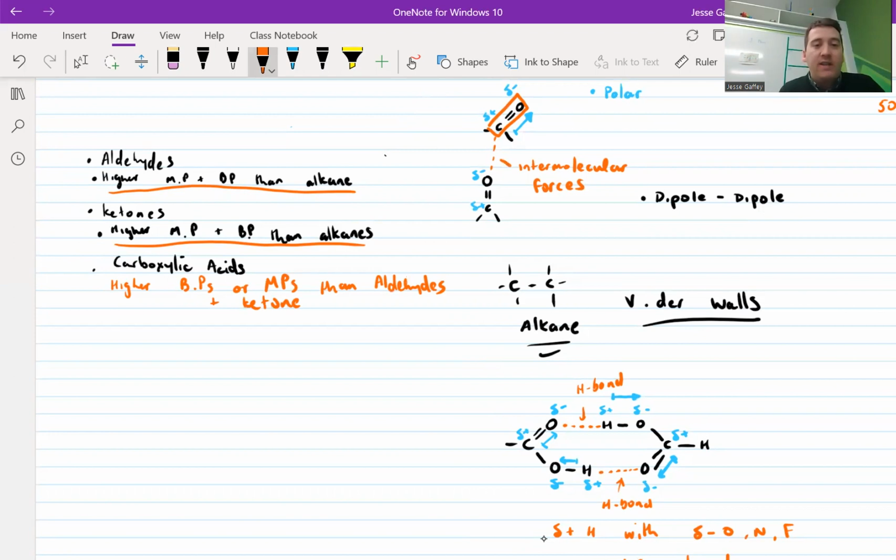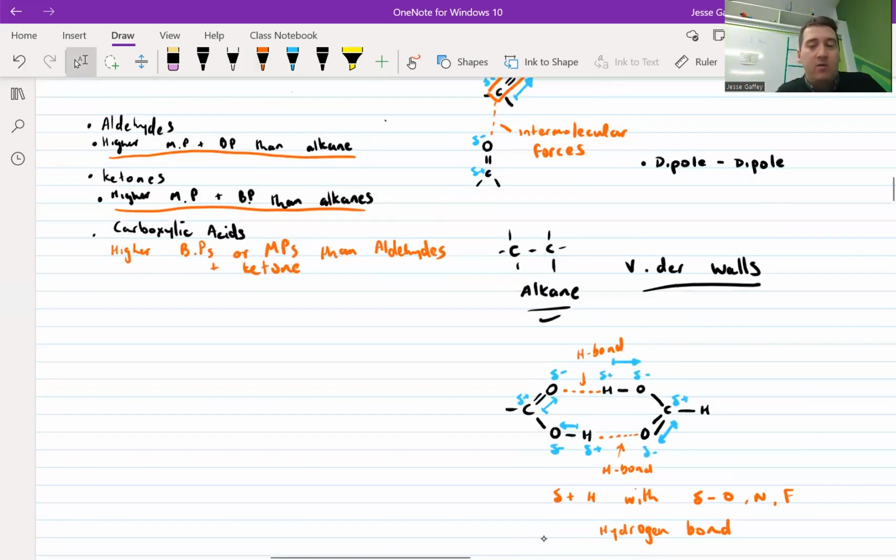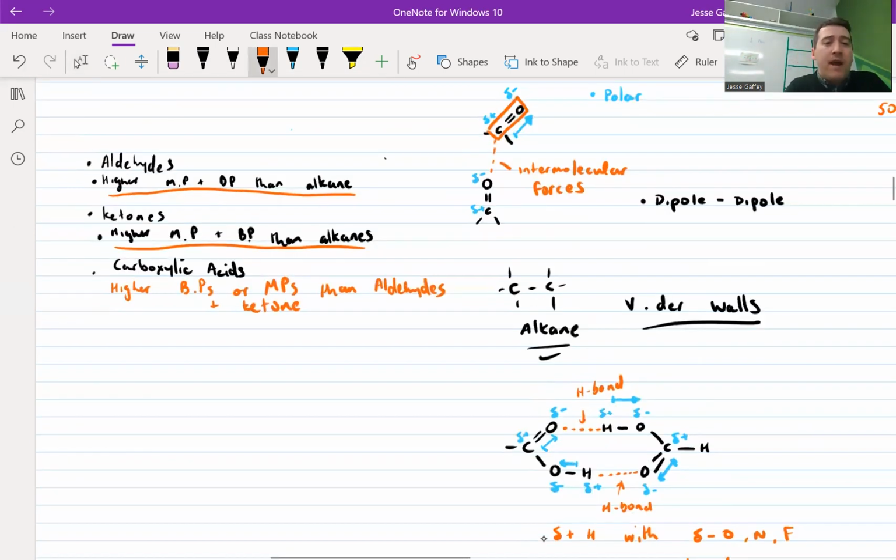Overall, let's summarize. Aldehydes and ketones have definitely got higher melting and boiling points than their corresponding alkanes, and that's because these have dipole-dipole forces due to the carbonyl group. But the carboxylic acid comes in at by far the highest melting and boiling points out of these three because of the double hydrogen bonding that it's got going on. So that would be the reason why carboxylic acids would have higher melting points and boiling points than the aldehydes and ketones. I suppose if we were to compare the aldehydes and ketones and say, well, which one of these is going to have a higher melting point and boiling point?